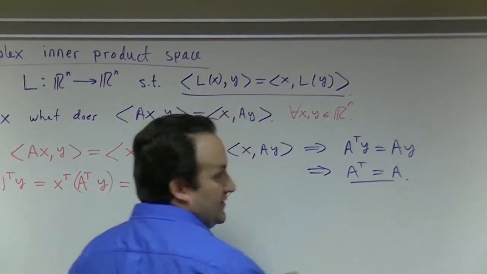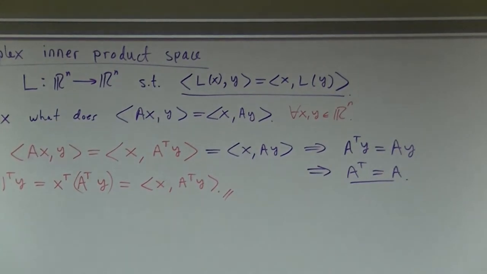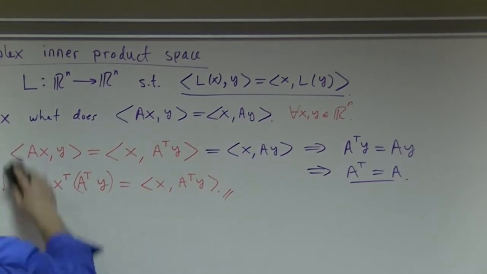See? I'm skipping a few details here that I wouldn't want you to skip if I asked it on the self-test. To make those rigorous, you just feed it the standard basis. You'll get the columns are equal, and then you just use x and y being standard basis. You can actually fill in the details. Okay, I'm going to erase this.